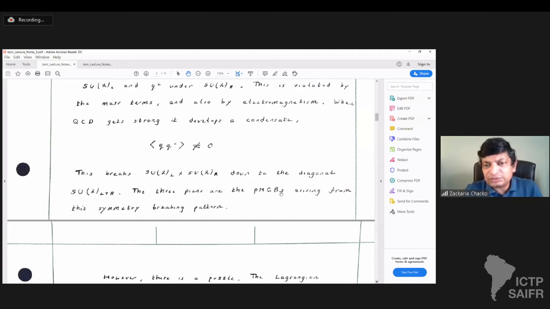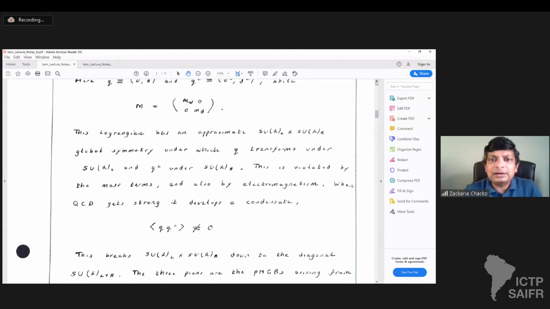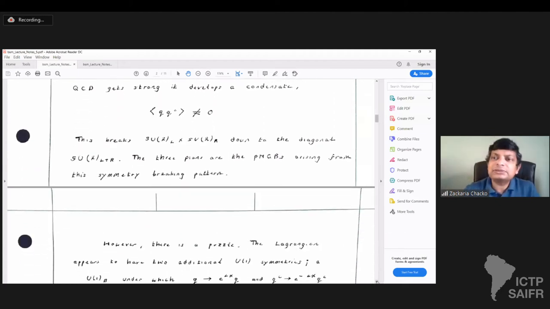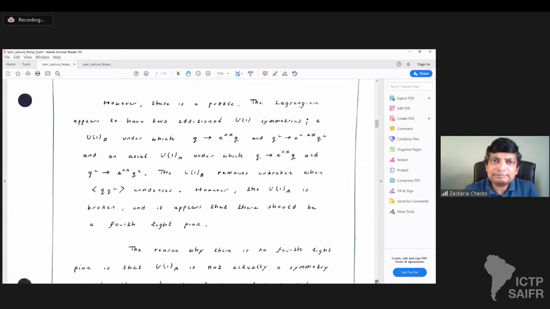And they are pseudo Nambu-Goldstone bosons, not honest Nambu-Goldstone bosons, because the mass terms break the SU(2)L cross SU(2)R symmetry, and electromagnetism also breaks the symmetry, and that's why the pions are not exactly massless. So this is the standard story, which you must have seen in your course, in your textbooks. Open any textbook, this will be there.